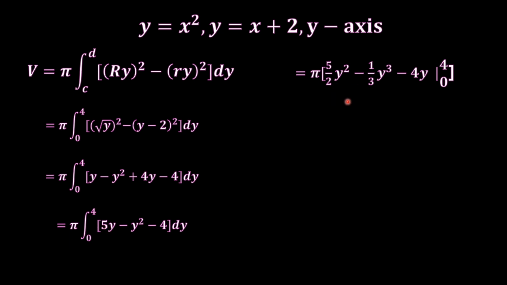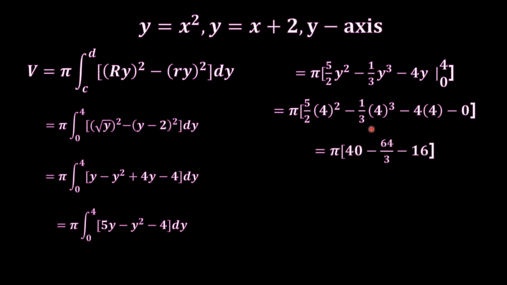So the integral of 5y is 5 halves y squared. The integral of y squared is y cubed over 3, or 1/3 times y cubed. And the integral of 4 is just 4y. So we will be substituting that. From 4 to 0, we substitute zeros, and that just instantly equates to 0. 4 is substituted for y.